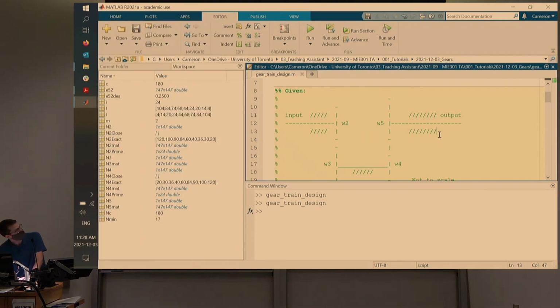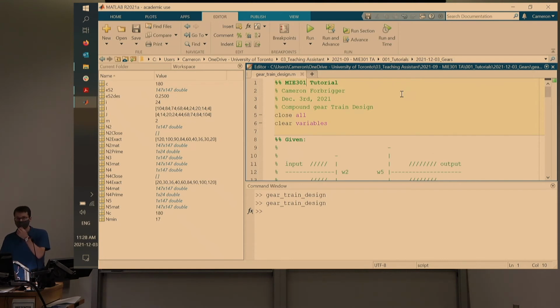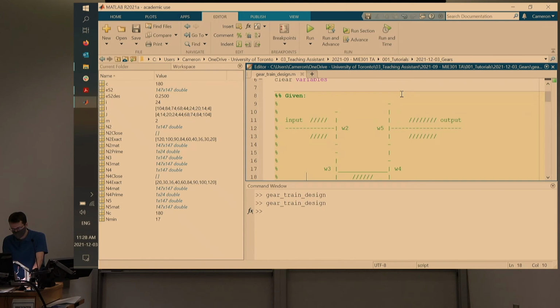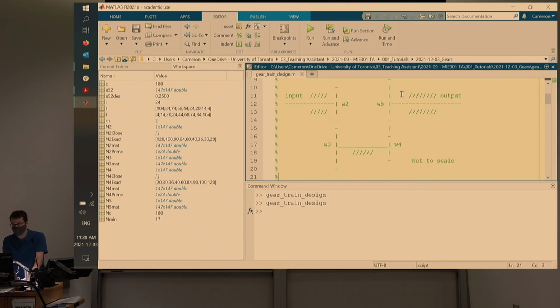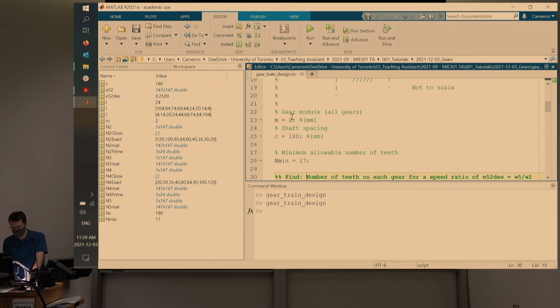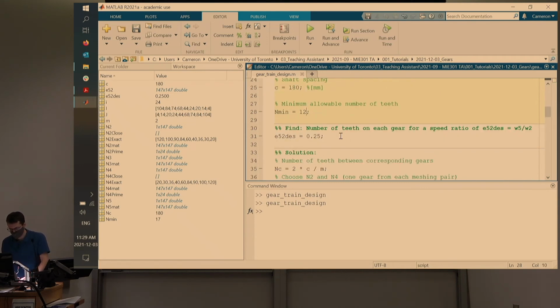So here's the MATLAB code. You can find this on Quirkus. So I wrote this a little while ago. Here's that gear train that we were dealing with there. And you can insert whatever you want for the gear module, whatever you want for the shaft spacing. And here's the minimum allowable number of teeth. Let's say it was 12 for this problem. And find the number of teeth on each gear for a speed ratio of this. So for our problem, we did 0.25. Hit run.